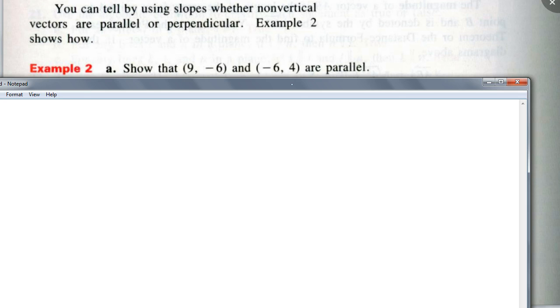Okay. How can I show that? By the way, how do I know that we're talking about vectors, not points? Because these two ordered pairs could be two points, right? How do we know that these are not just two points? Because sometimes people ask me that question. How do we know if we're talking about a point? Because they look the same. They're both represented by ordered pairs. How would you do that?